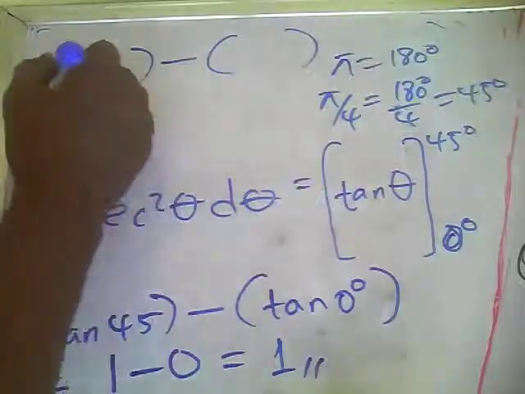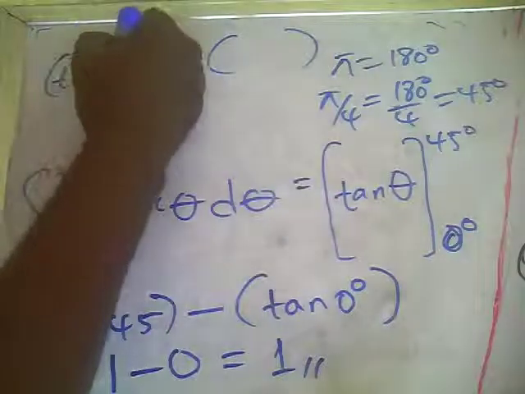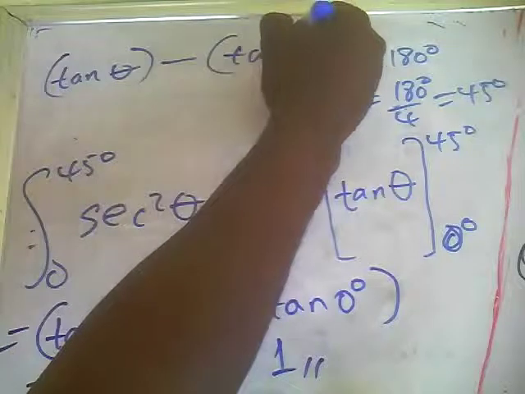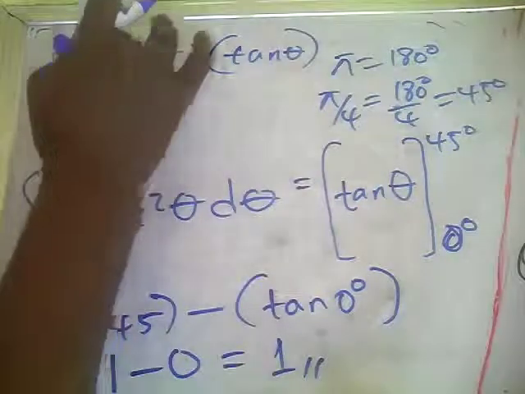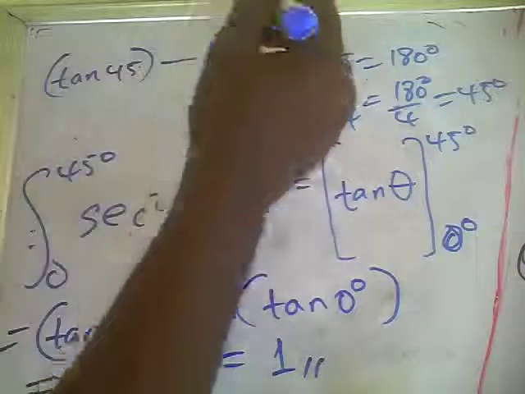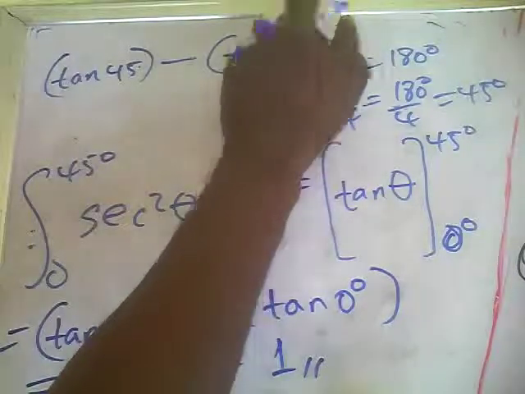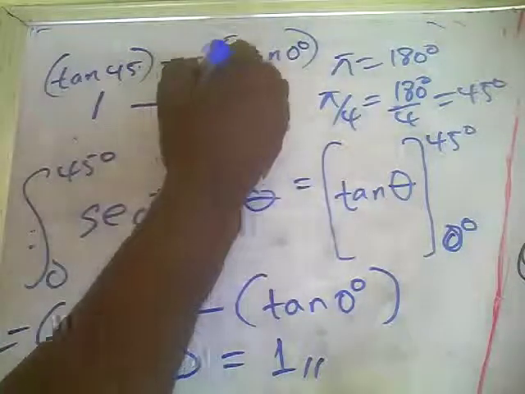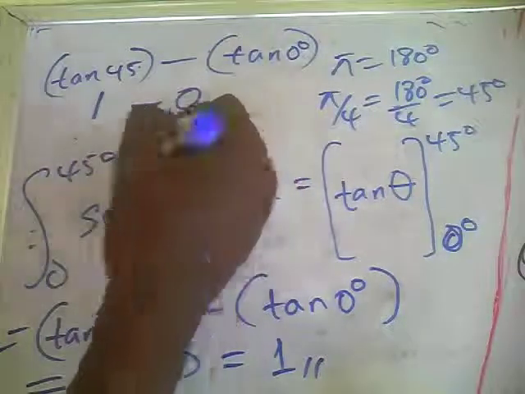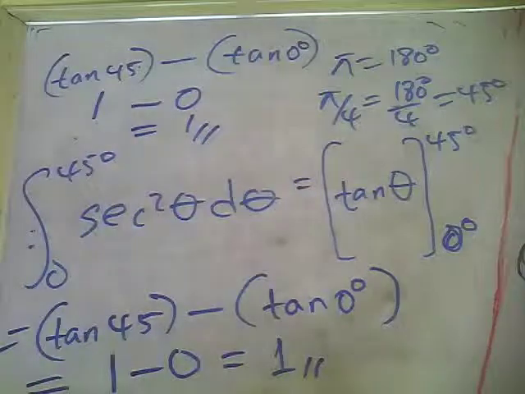We repeat the function that we have gotten, tan theta, then we put the function here again that we have gotten by integration. In the first one, we replace that theta by the upper limit, and in the second one we replace the theta with the lower limit. And we know that tan 45 is 1, tan 0 is 0. So our final answer is 1. Alright, so that's how to do it.